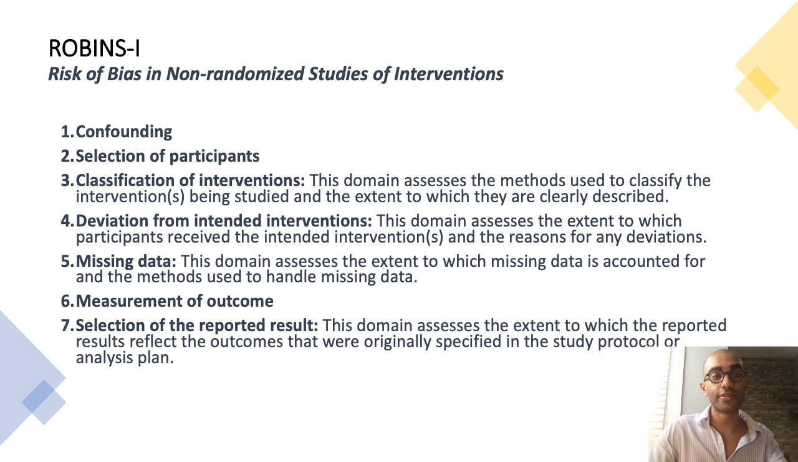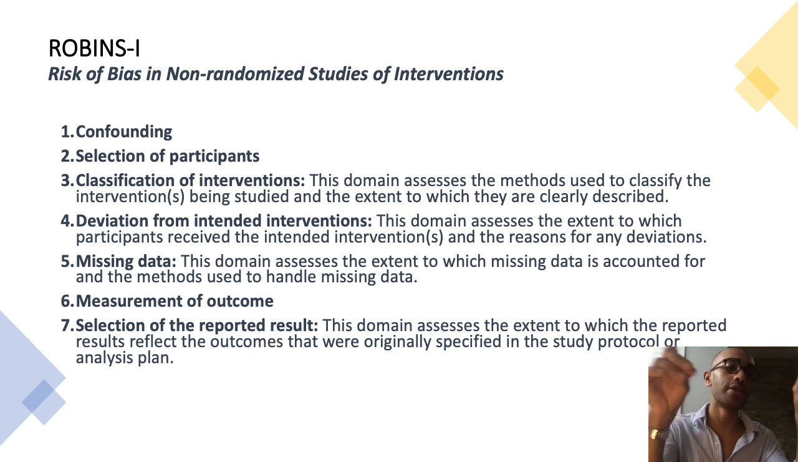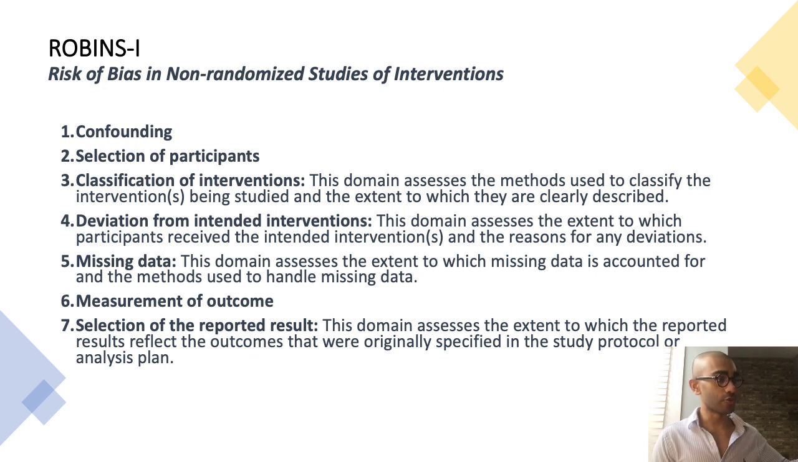Then deviation from intended intervention. If you register a trial, you always register the protocol. So if you come across a registered trial, you look at the protocol first, then look at the published paper and see if it's aligned. Did they actually do what they wanted to do? If midway through the study they realize, oh, this is not as great as we thought, maybe let's also add ultrasound besides the biochemical test for a diagnostic test, you can't do that. That's skewing again. Then the missing data, straightforward. Measurement of outcome, there's measurement bias, and then selection of the reported result.